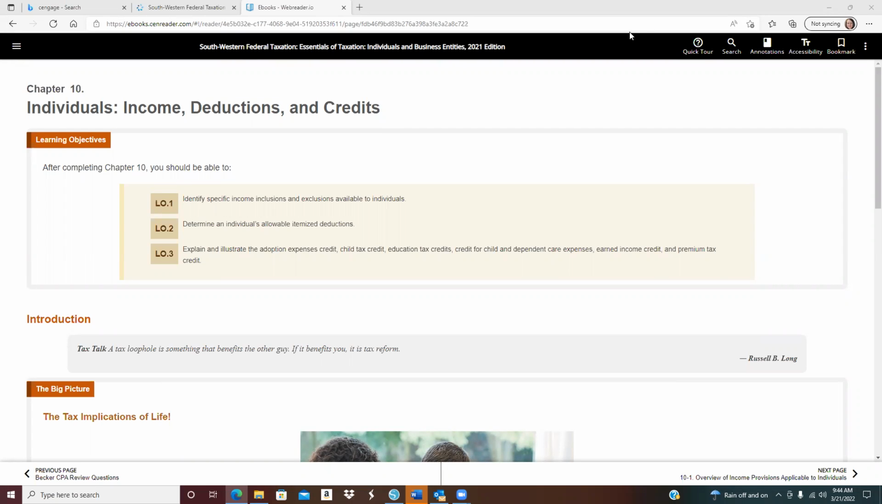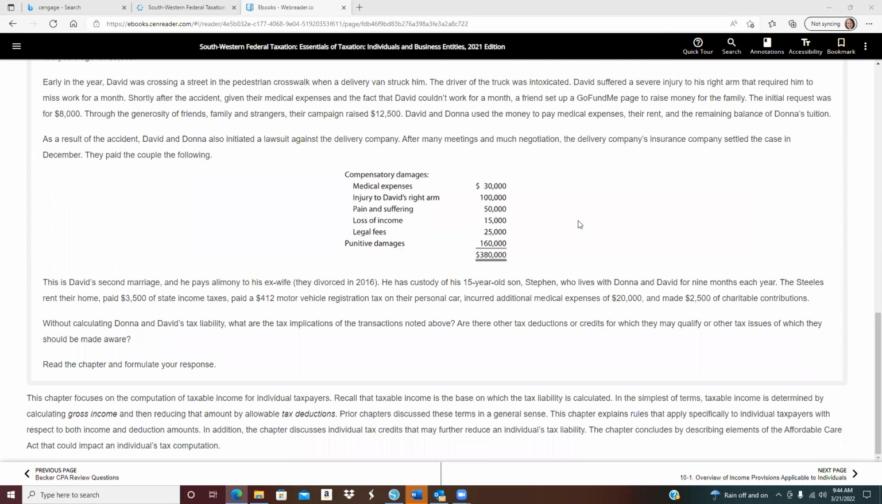In today's lecture, we'll be going over Chapter 10, which is titled Individuals, Income, Deductions, and Credits. So this chapter is going to focus on the taxable income for individual taxpayers. Recall that taxable income is the base on which the tax liability is calculated.